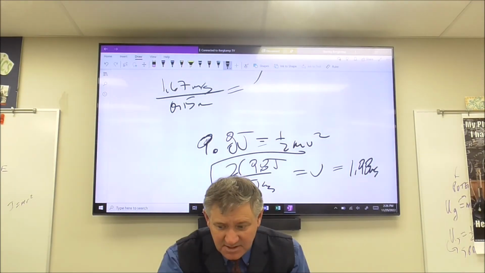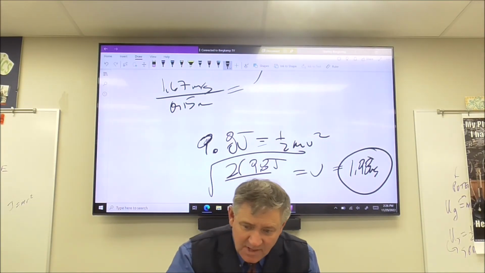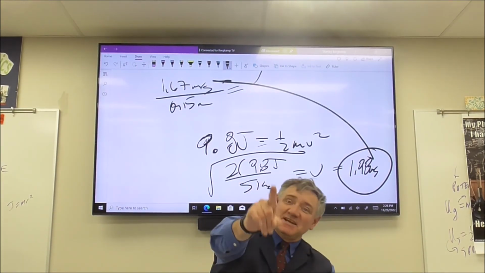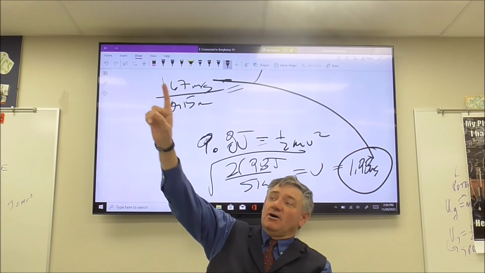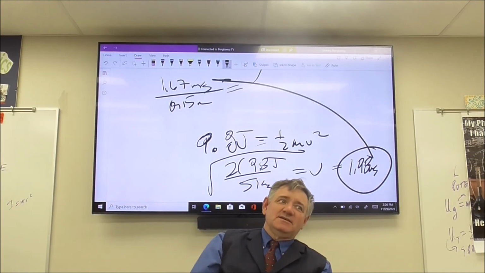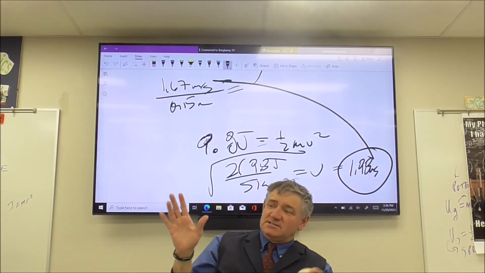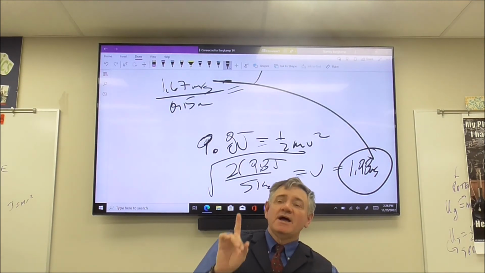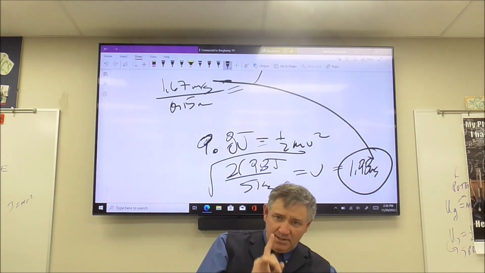Now, here's the deal. Why is this velocity bigger than the 1.67? Because it doesn't have to share it. It's all KT. It still has the same energy, and this is going to be one of the most important ideas. It still has the same energy. You're just not splitting it.